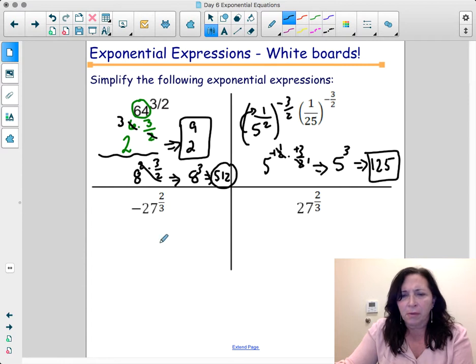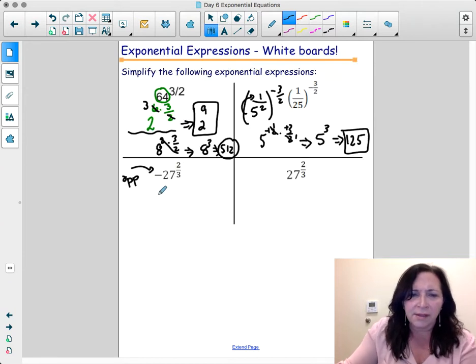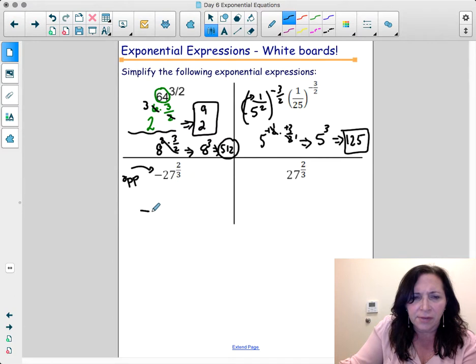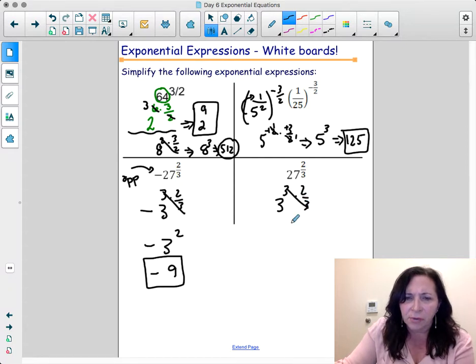Okay, this problem right here is saying the opposite. So that value right there is saying the opposite of 27 to the 2/3. And this one is saying 27 to the 2/3 power. So when you're working these out, this value here is the opposite. 27 is, we're going to rewrite that as 3 to the 3rd power to the 2/3 power. 3's are going to cancel. I'm going to get the opposite of 3 squared, which is the opposite of 9. And that's my answer. Whereas this problem is just 3 to the 3rd power to the 2/3, and 3's will cancel, make 1, you get 3 squared, and that's 9.